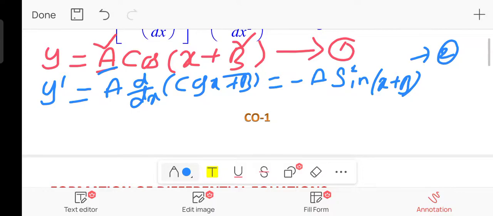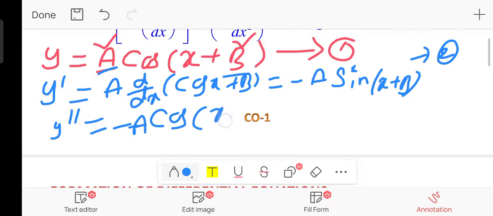Now again you have to differentiate this second equation, because the arbitrary constants are 2 here, so we have to differentiate the given solution two times. So now differentiating y dash, we get y double dash. So y double dash is equal to minus a into the differentiation of sin, which is cos of x plus b. Okay students, step number 2 is over. Step number 1 is identifying the arbitrary constants. Step number 2 is differentiating that many times. Two arbitrary constants are there, we differentiated two times.